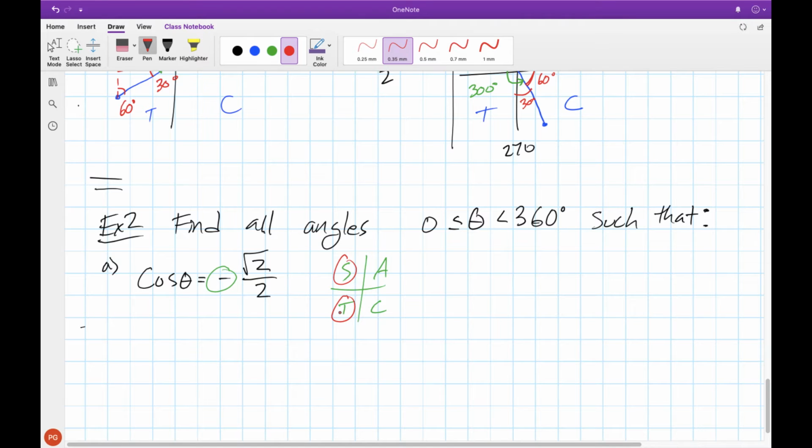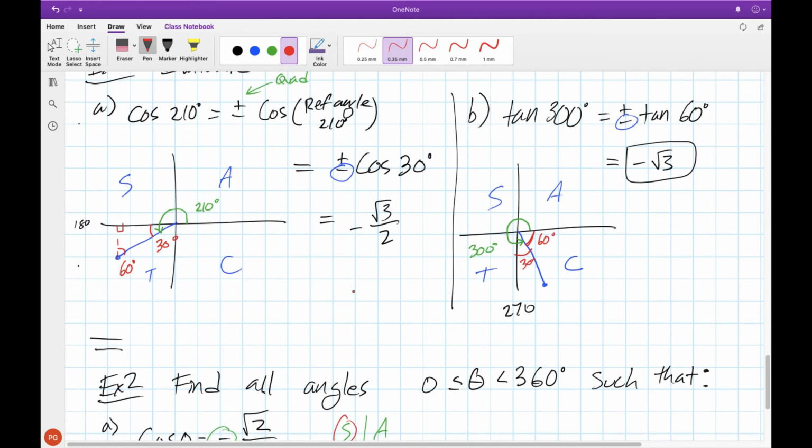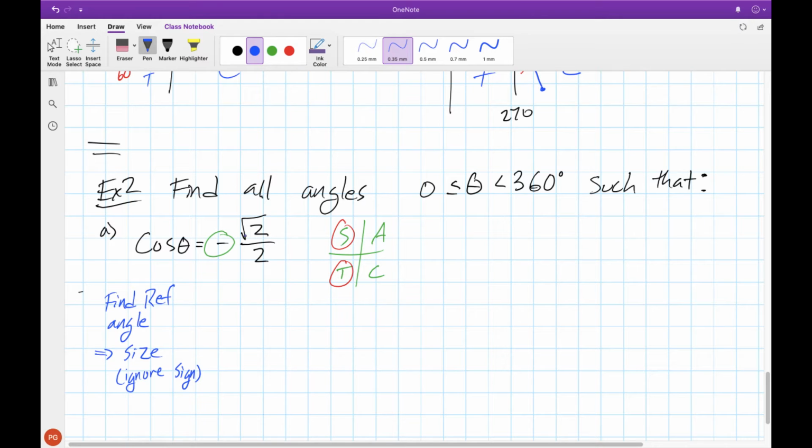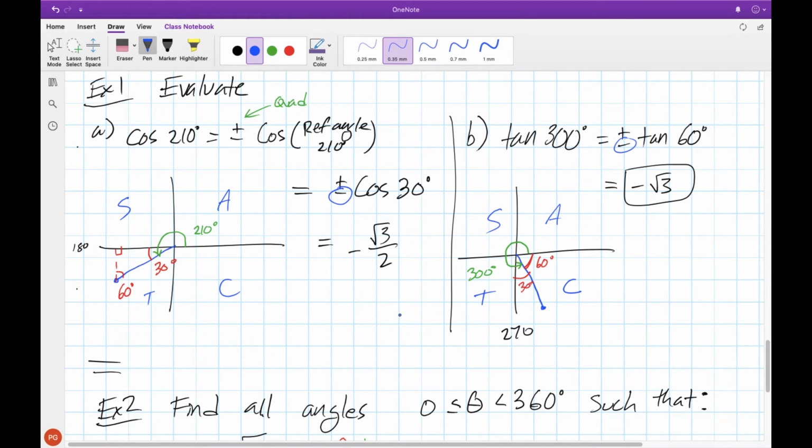Now we want to know the size of the angle, and in this case we're going to use the same thing that we did in our previous examples in reverse. So in this case we want to find the reference angle. To find the reference angle, we want to know the size of cosine of theta, where we ignore the sign. So we're going to forget about this negative sign and just think about when cos theta is equal to root 2 over 2. Basically what we're doing is the last step of our previous question in reverse. So we're going to ignore the signs for now and just think about what the reference angle is.